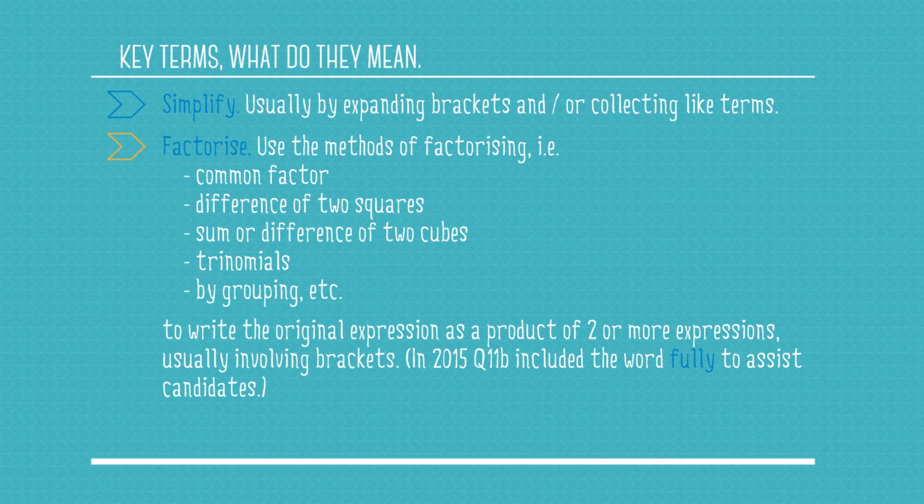Now we know how to factorise, so you look for a common factor. Then if you've got 2 terms, look for difference of 2 squares or sum or difference of 2 cubes. If you've got 3 terms, it's a trinomial. If you've got 4 terms, it's by grouping. But when you're asked to factorise, you expect to write your expression as a product of 2 or more expressions involving brackets. Now in 2015, question 11b, they used the word "hence" to assist candidates.